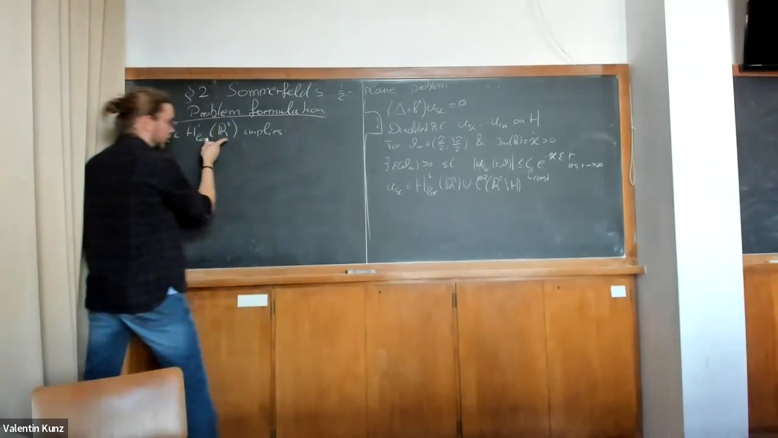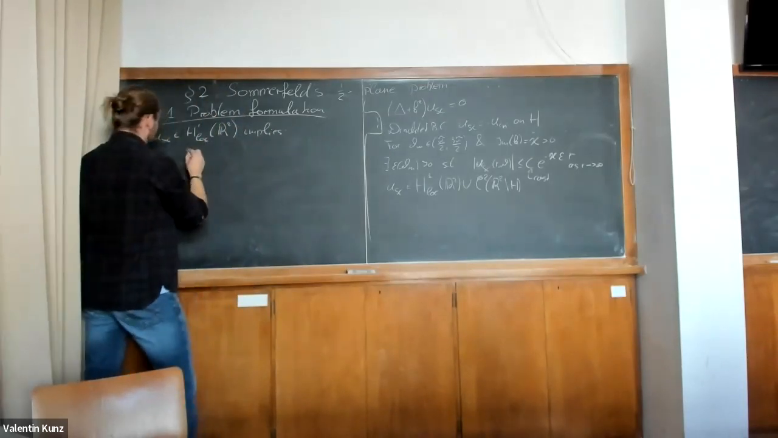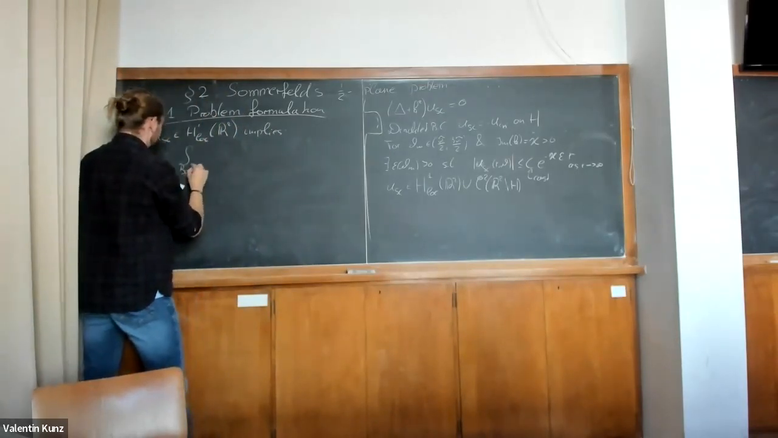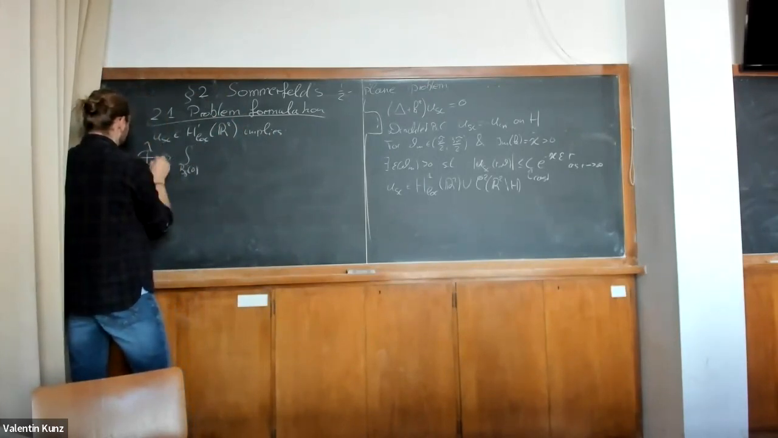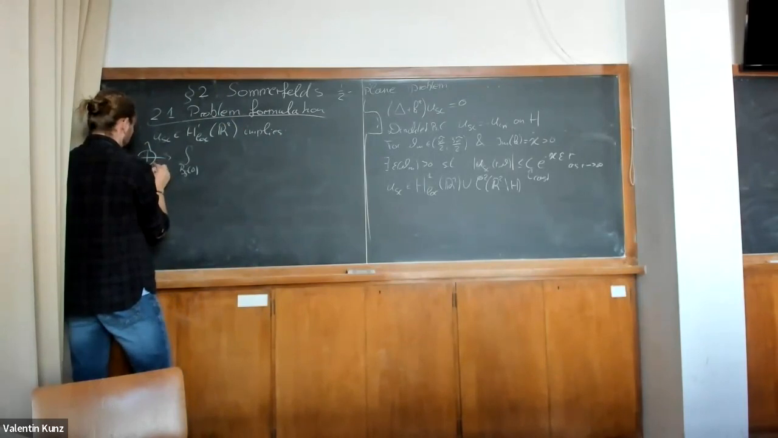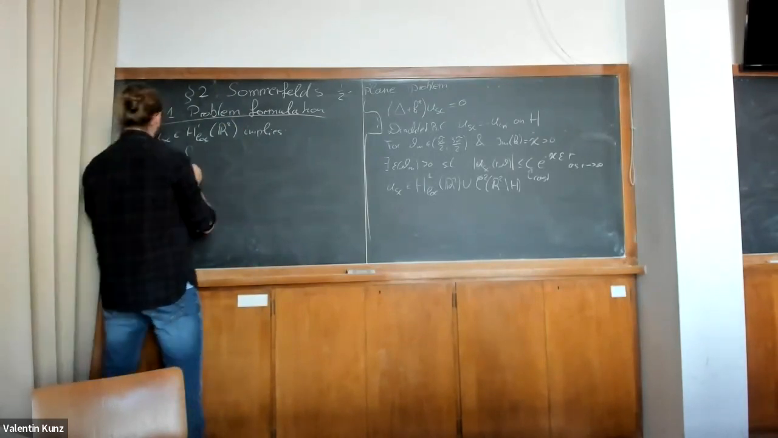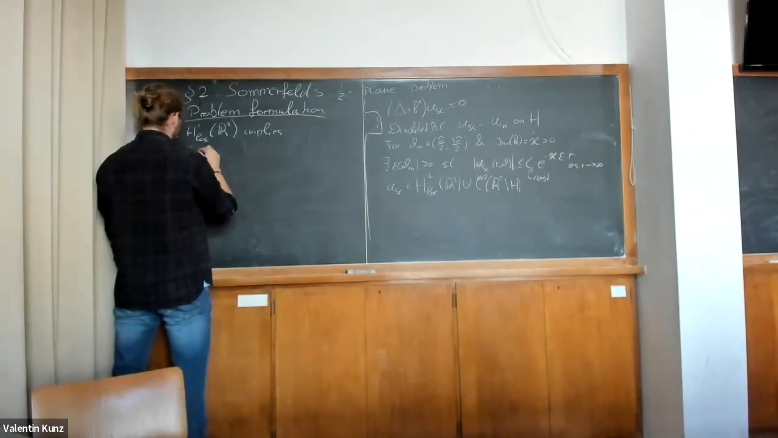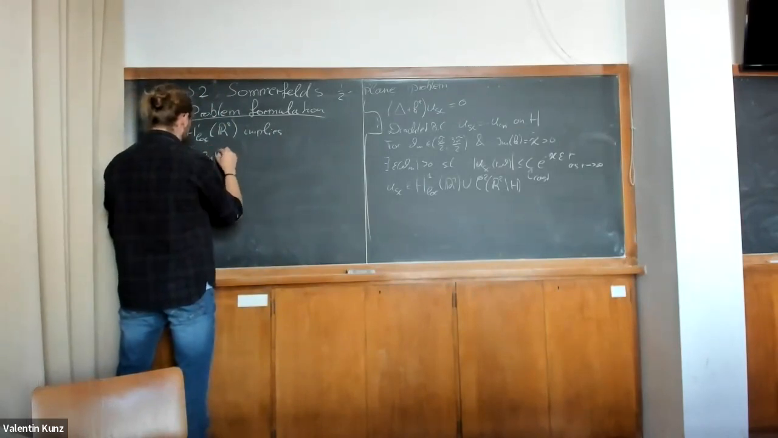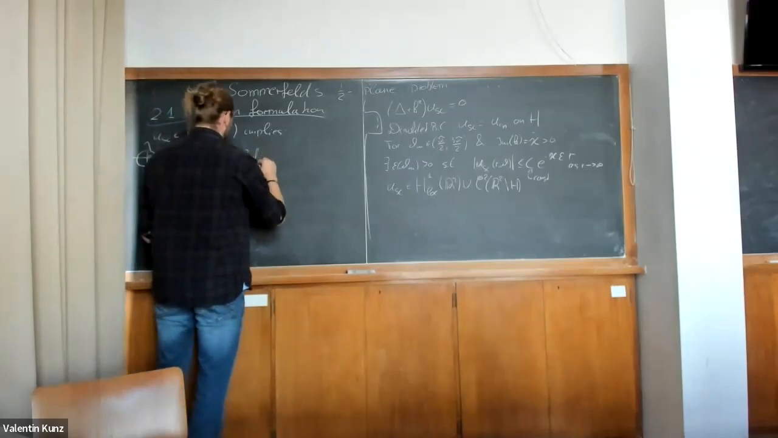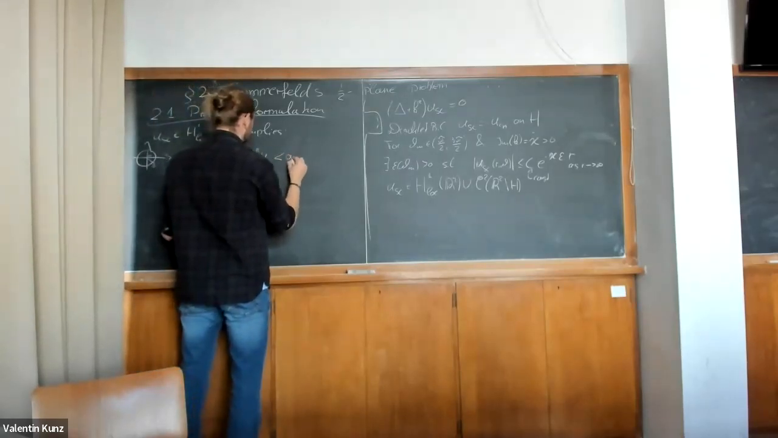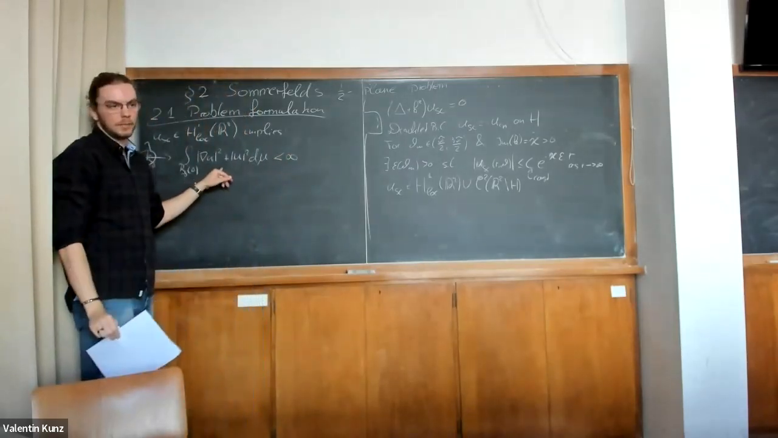So this is the reason for this condition. If I have a small epsilon, y center than zero, this is delta, zero, then this integral has to be bounded.